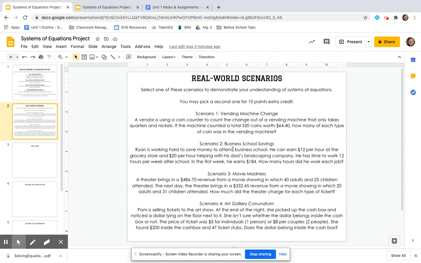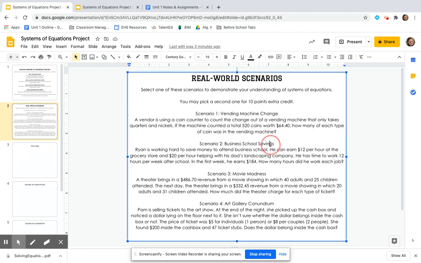Here are the scenarios. You have the options to do vending machine change, business school savings, movie madness, or art gallery conundrum. Read through all 4 of them before you decide. You may pick a second one for 10 points extra credit. So basically the same points as the first slide, but the maximum you can get is 10 points. This project is worth 20, so you can get 30 out of 20 points if you choose an extra one.